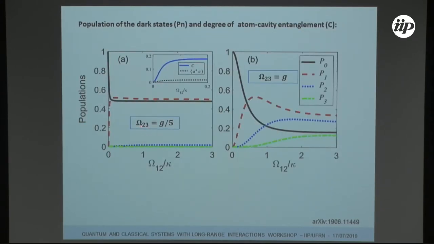When the Rabi frequency of the control field is much smaller than the atom-field coupling, we have basically the populations of the two first dark states. The population of the other dark states, P2, P3, and so on, are really negligible here. If you go to the regime where the control field Rabi frequency is comparable to the atom-field coupling, then we can excite other states. So in this case, we do not have a two-level system anymore.